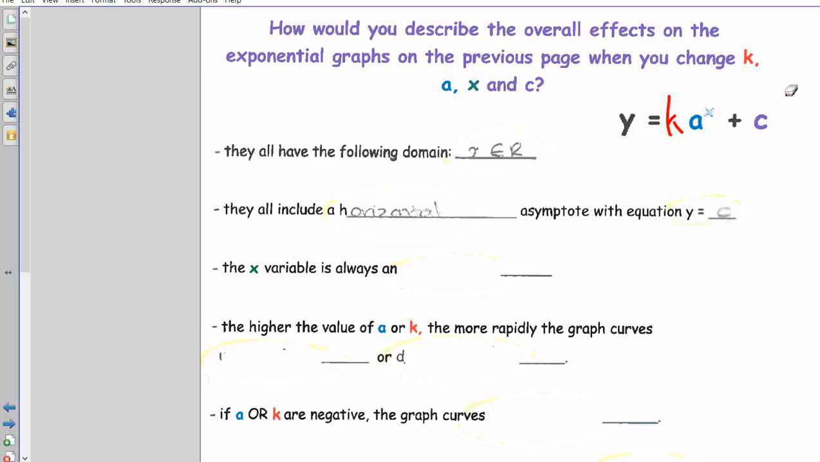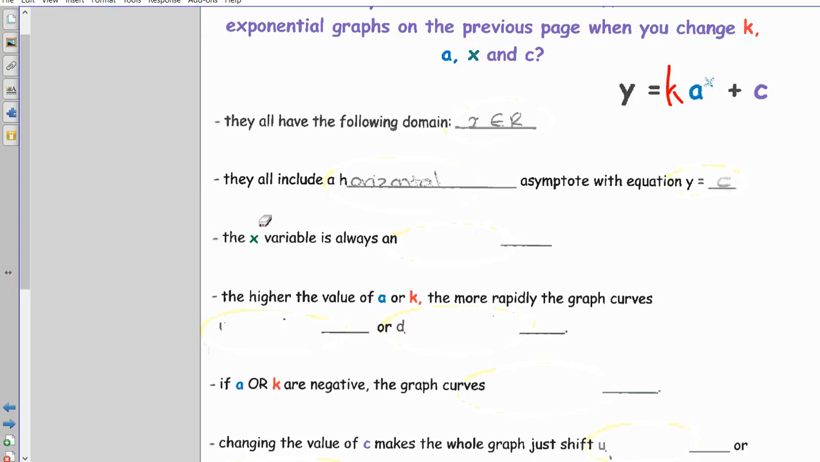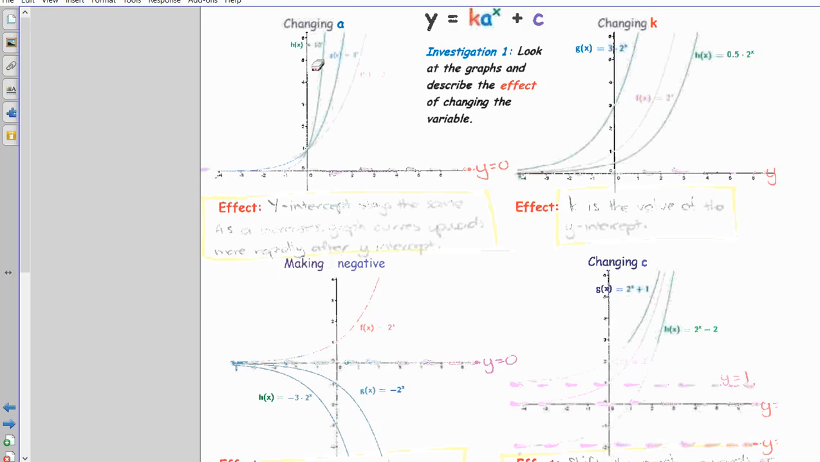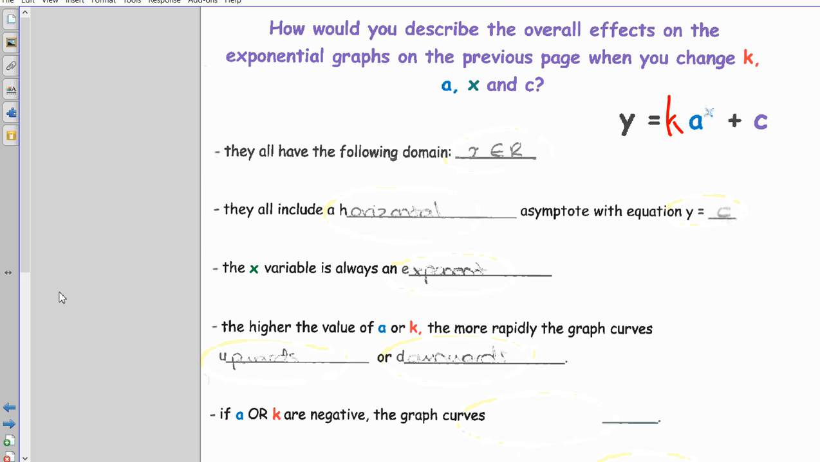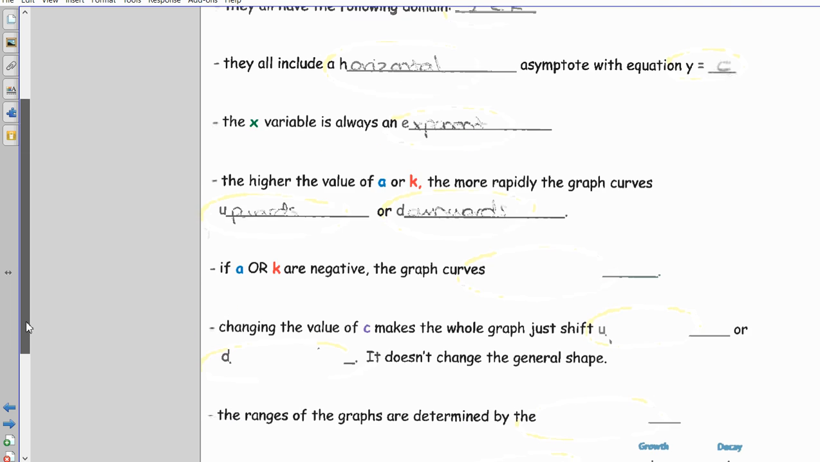If you were told the equation is y = 4 × 2^x + 7, then the horizontal asymptote is y = 7. The x variable is always an exponent, as you probably realize. The higher the value of a or k, the more rapidly the graph curves upwards or downwards. That was an example of the first one. See 10 compared with 2, it curves more rapidly upwards. If a or k are negative, the graph curves downwards.